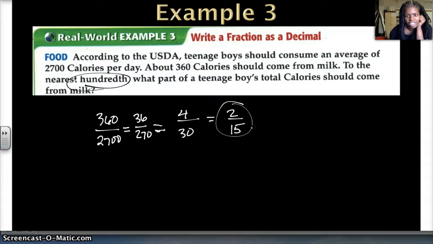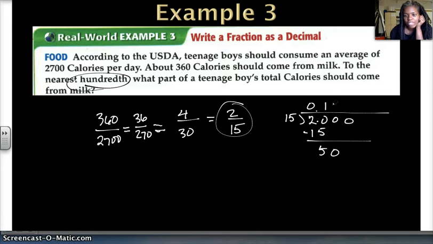So now I'm changing this into a decimal. You remember how to do it. 15 on the outside, 2 on the inside. 15 goes into 2 never, but 15 does go into 20 one time. I'm subtracting, I get a 5. Drop the 0. 15 goes into 50 3 times, because 3 times 15 is 45. Subtract, I get a 5 again. Oh my gosh, deja vu, it's happening again.